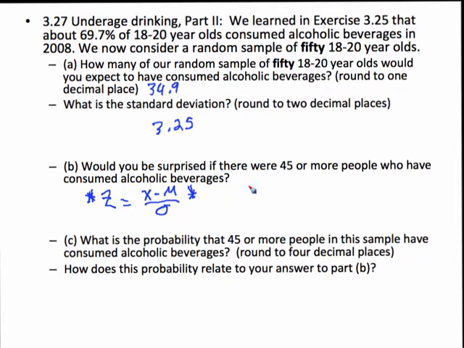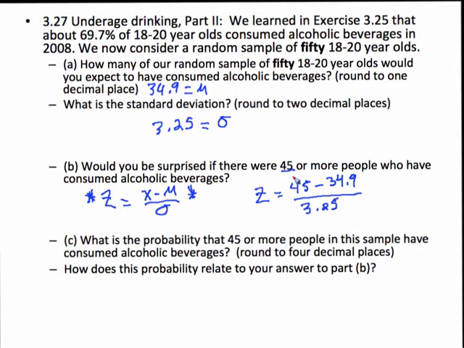Okay, so let's calculate the z-score for our intrepid 45. We want to see that. All right, so that tells us z is equal to 45 minus, what did we come up with, mu? Remember, this is mu right here, and this is sigma right here from our previous calculation. So that's going to be 45 minus 34.9, divided by 3.25.